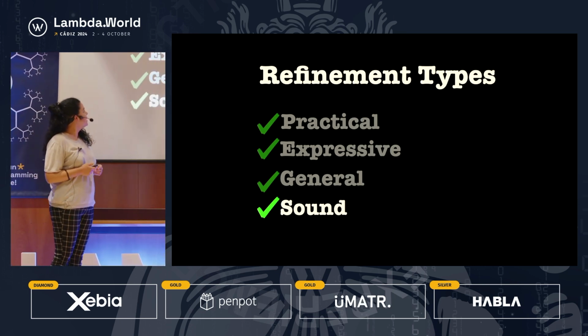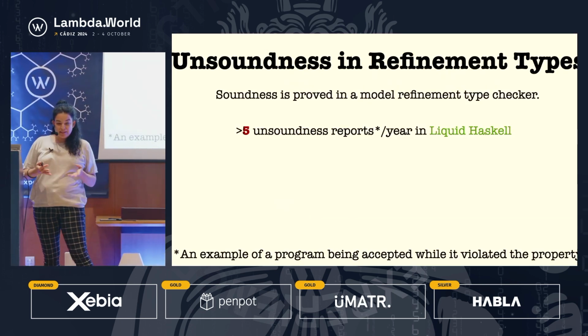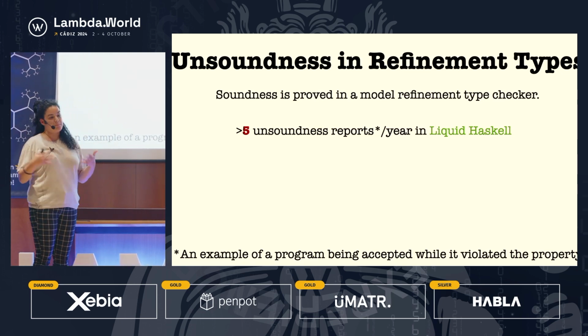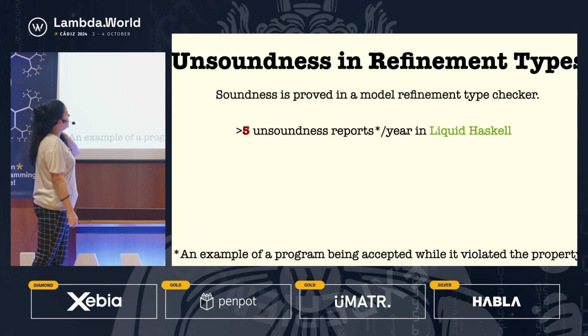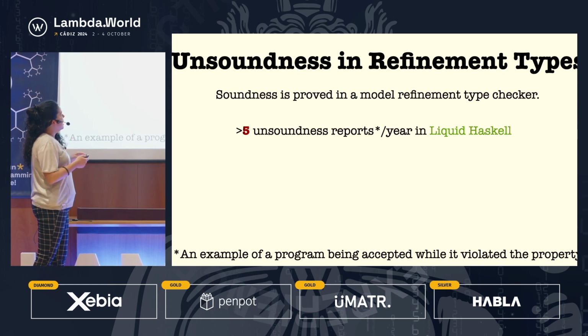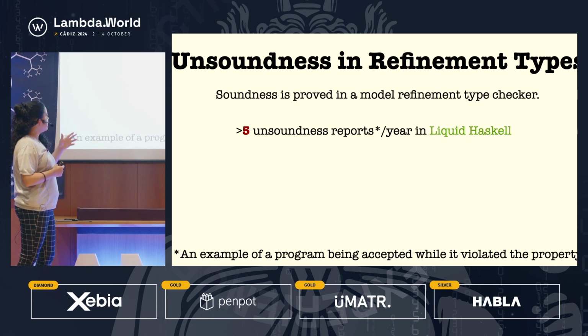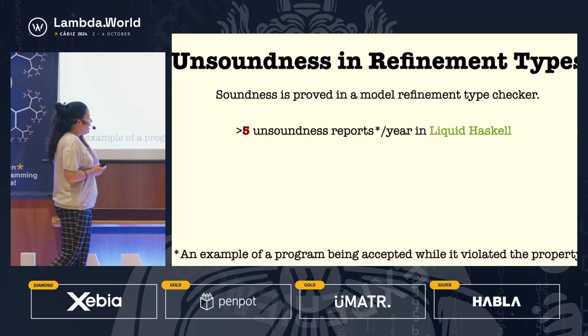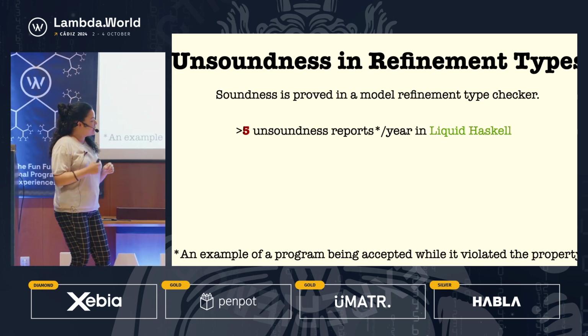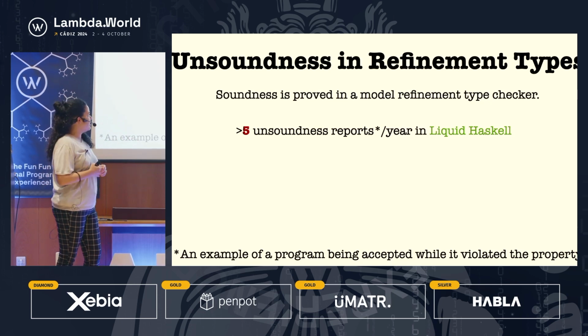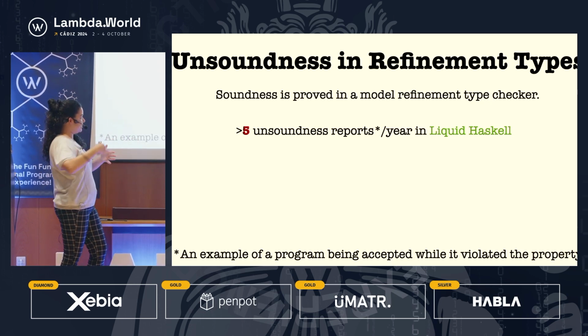But yes, in practice, Liquid Haskell is a refinement type checker, and we have more refinement type checkers, and the refinement type checkers are software, and software has bugs. Yes, the thing is that in Liquid Haskell and in Stainless too, on average, we get like 5 unsoundness reports per year, where an unsoundness report is a GitHub issue usually that says that a program was accepted by Liquid Haskell, but it violated the specification. So this is why it's unsoundness. It should have said no, and it said yes.